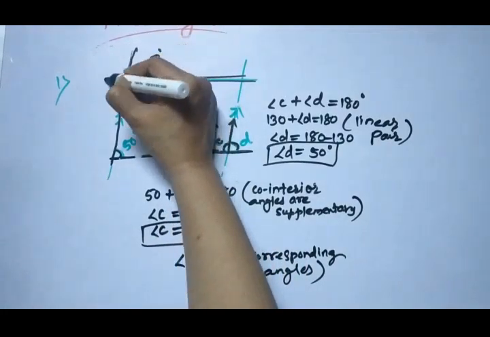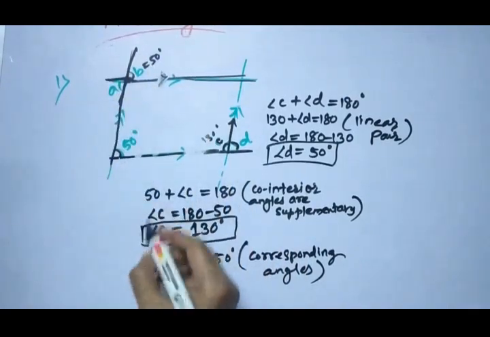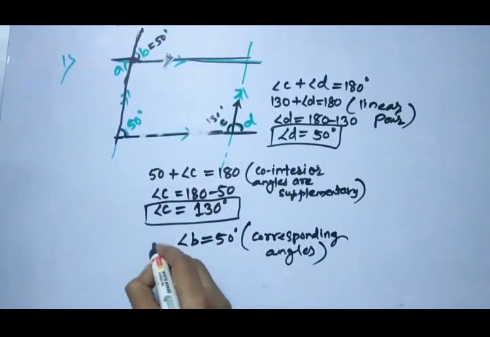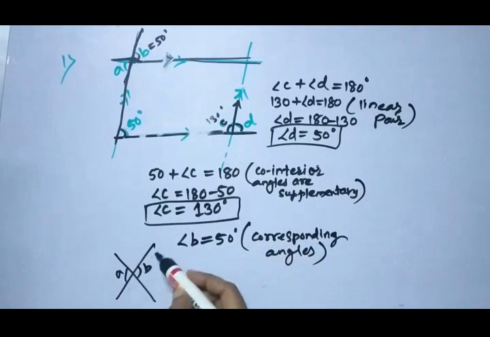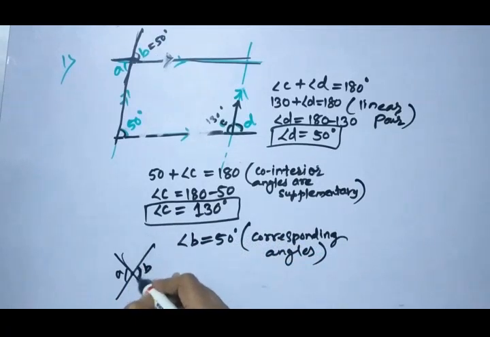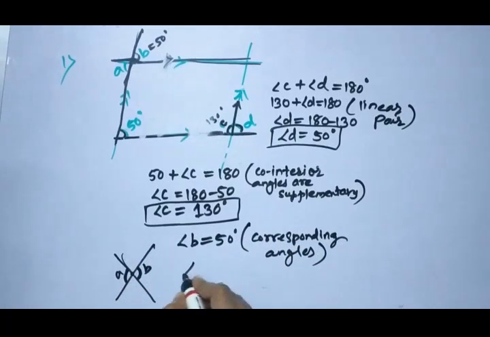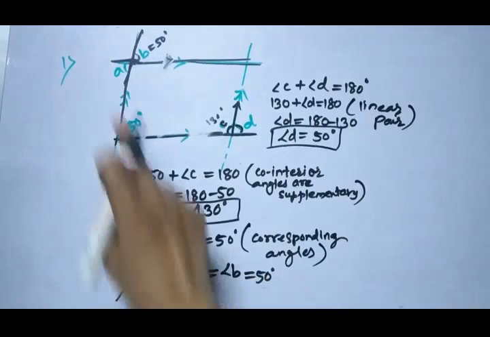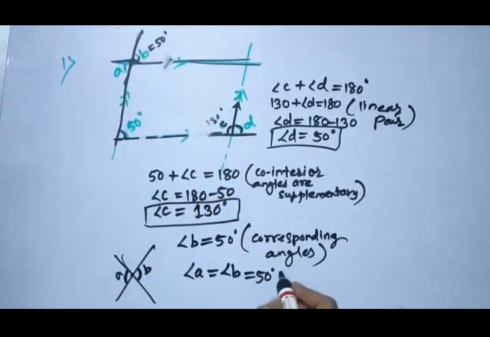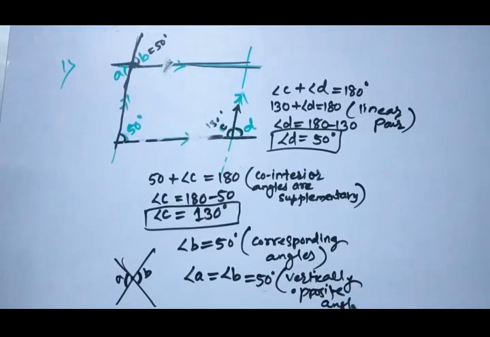Now observe this diagram. You can get here two lines intersecting each other. I would like to draw it here. You can see this figure you are getting here. This is angle A, this is angle B. When such an intersection is there, the angles which are opposite to each other are vertically opposite angles. So angle A is equal to angle B is equal to 50 degrees. Angle A is equal to B. Why? The reason you can write: vertically opposite angles, and their measures are equal.